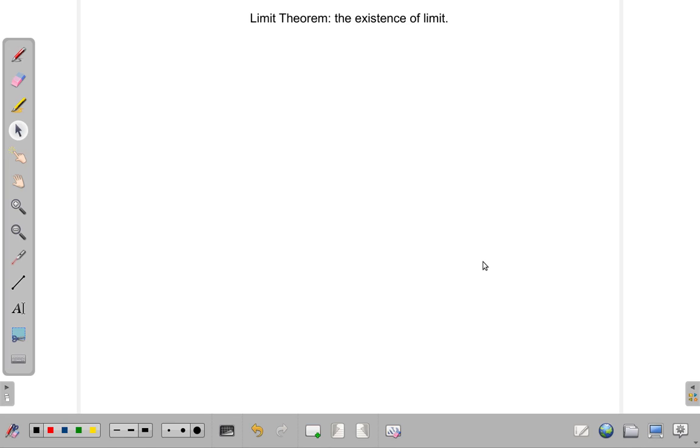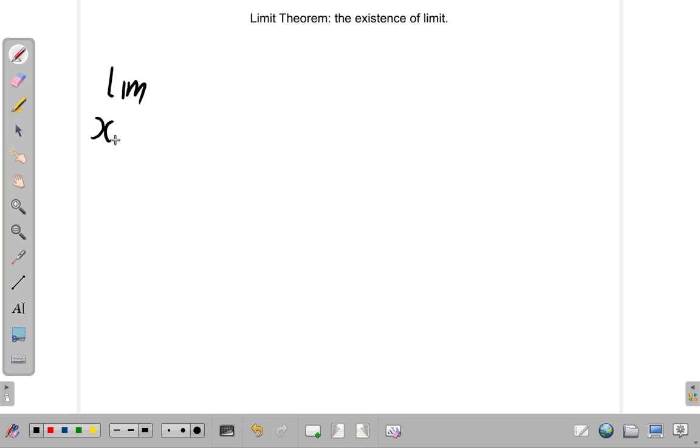Let's look at one of the limit theorems. It deals with the existence of a limit, whether the limit exists or not. What it says is for a two-sided limit to exist, the limit from the left and the limit from the right must be equal.